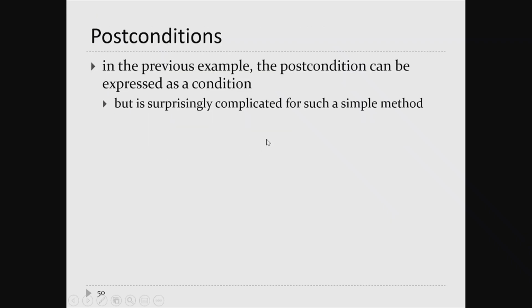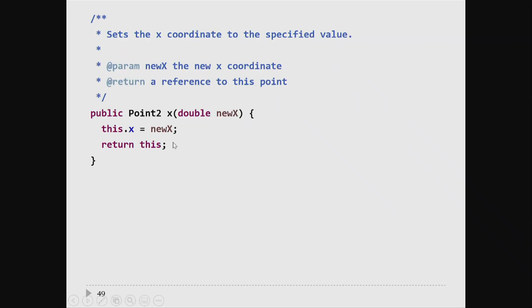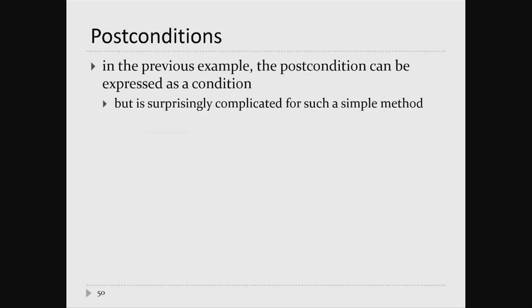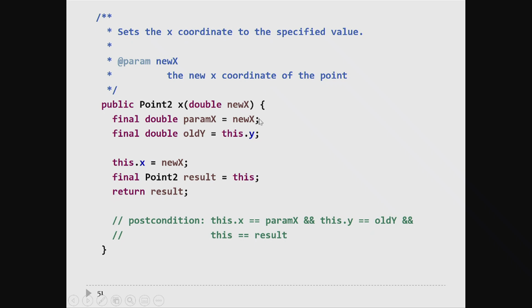Let me back up here. So what should set x actually do? It should change the x coordinate to the specified x coordinate, and it shouldn't change the y coordinate. So there's a couple of things that you have to check here. The very first thing I have to do is make a copy of that x coordinate that comes in. So I'm making a copy of new x, and I'll explain why in a minute.